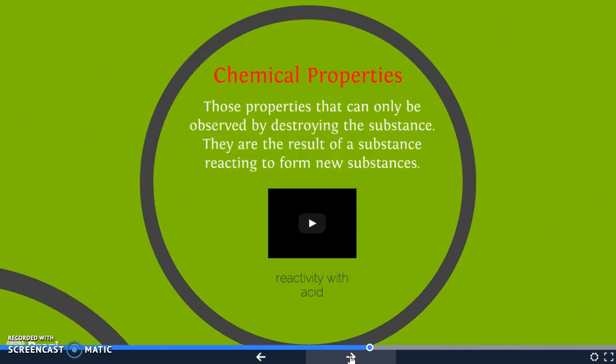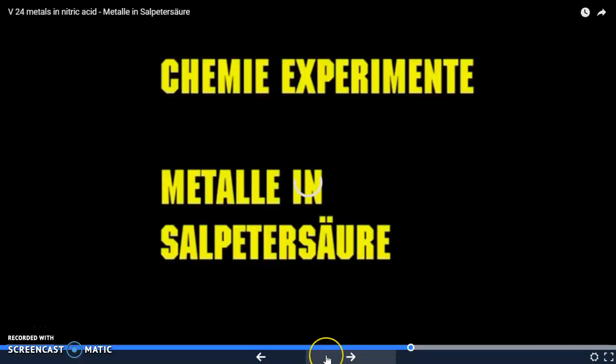Aside from physical properties, there are also chemical properties. In order to observe those, you have to destroy the material. So things need to undergo chemical reactions in order to observe chemical properties. So here's one short video that lets you see an example of a chemical property.